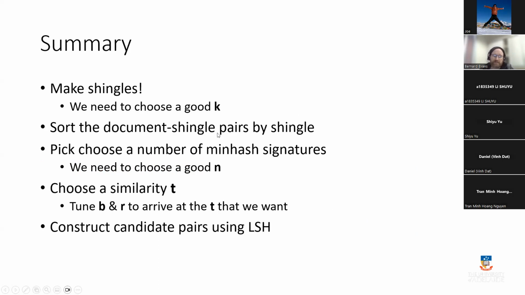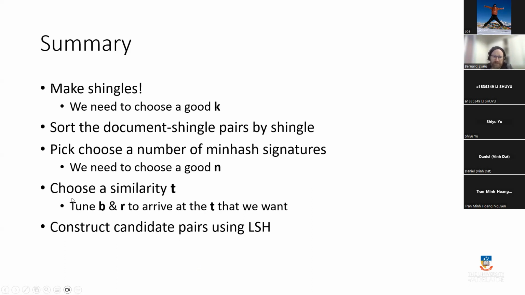So if we summarize the whole thing, basically the idea is we're making our shingles. We need to choose a good K, right? So that's the main thing with the shingles: how many letters in a row? We sort the document into shingle pairs by shingles. We pick and choose a number of min hash signatures. We need to choose a good n. So we have a bunch of n hash signatures. We use these hashing functions to sort them, to pick the first response in each document. So whatever the first shingle was, we can use those comparisons and go, under hash 2, was your first shingle AB? Mine was AB. We might be the same document.